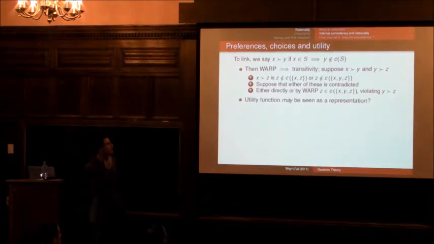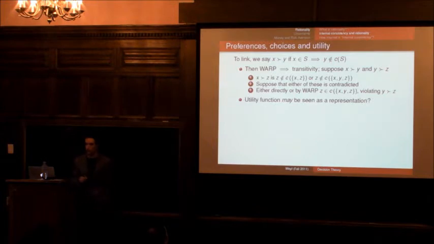Okay. So one way to view a utility function, though I don't think the right way to view a utility function, is simply as a representation of this preference relation. That is, all it says is that, well, what exactly does it say? How can we view it as a representation?